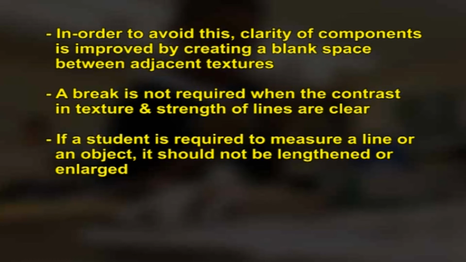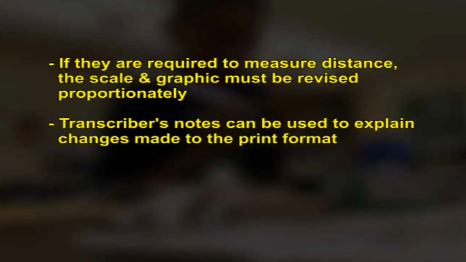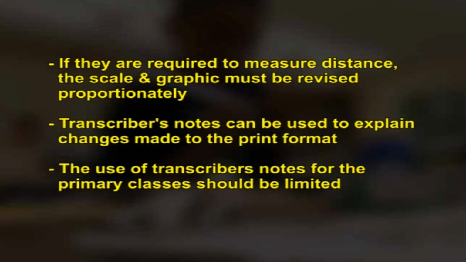If a student is required to measure a line or an object, it should not be lengthened or enlarged. Similarly, when a student is required to measure an angle, the rays should not be extended. If they are required to measure distance, the scale and graphic must be revised proportionately. Transcribers' notes can be used to explain changes made to the print format. The use of transcribers' notes for the primary classes should be limited.